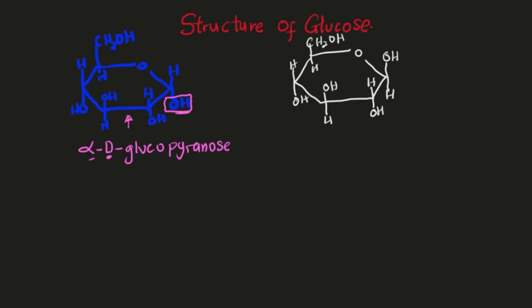So in this case, the hydrogen is now facing what? Upward. Then we call this one beta D glucopyranose.